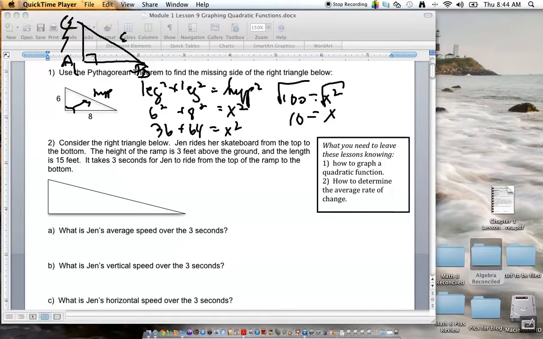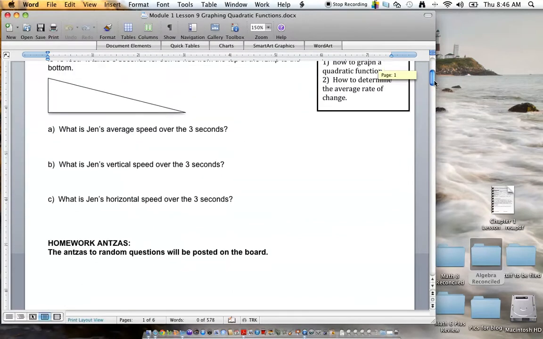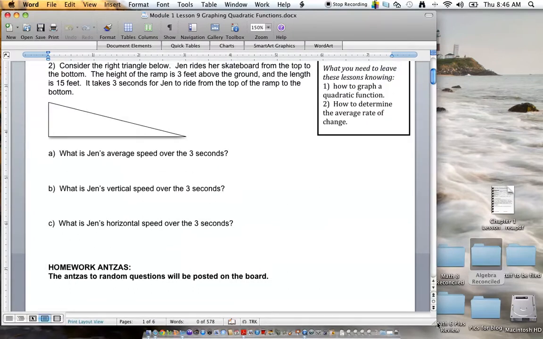And I need to slide this up a little bit in order to get all of number 2 up on the screen. Come on. All right. Let me just make this a little bit wider here.